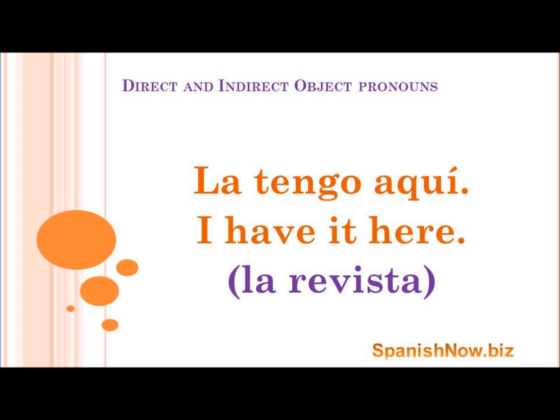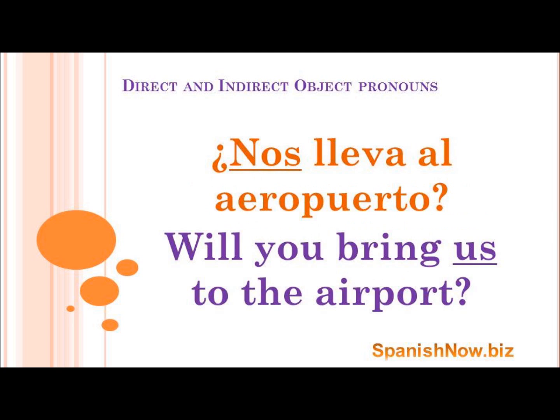And here's a question that might come up amongst your travels throughout the Spanish-speaking world. Will you bring us to the airport? "Nos lleva al aeropuerto." Notice us is the direct object here, and I'm referring to us in Spanish as nos. Remember nos in the verb chart. It is the first person plural, aka nosotros form, for direct objects and the pronouns. So nos lleva al aeropuerto. Will you bring us to the airport? Again, the pronoun comes before the verb.